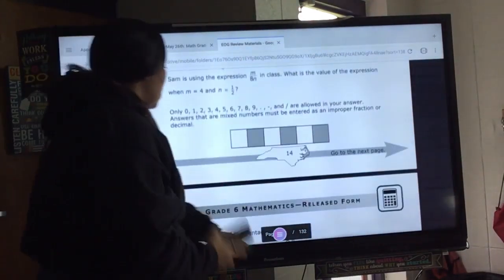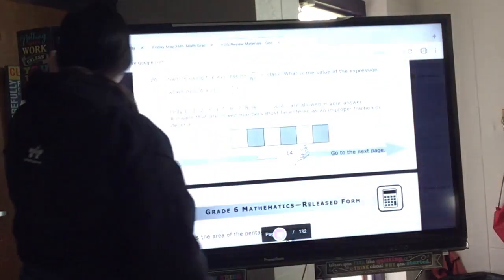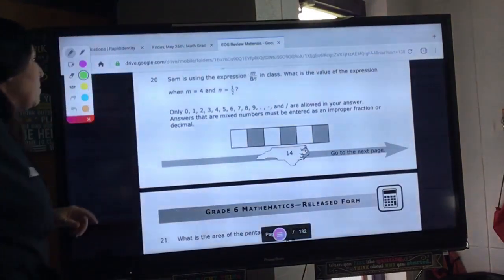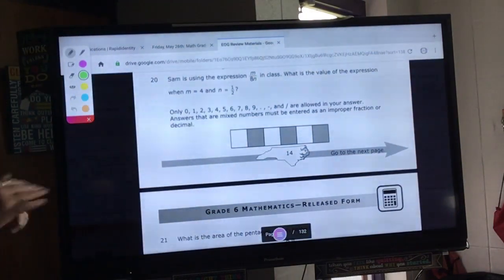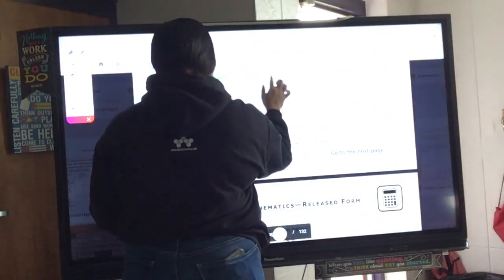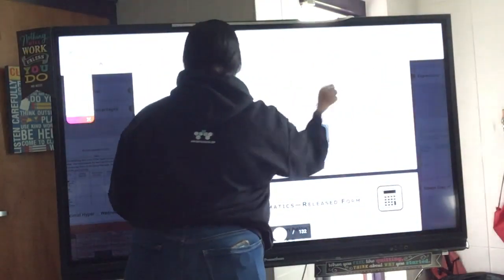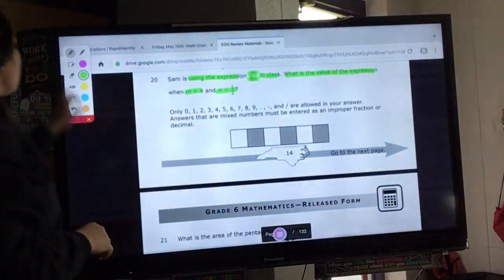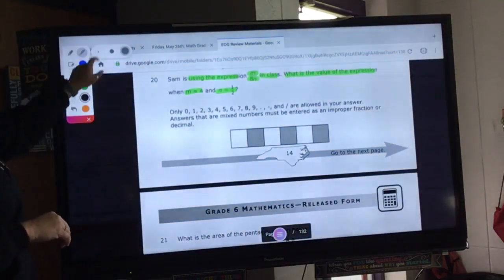All right. So with 20, it says Sam is using the expression m divided by 8n in class. What is the value of the expression when m equals 4 and n equals 1/2? What do we have to do here to solve this problem?